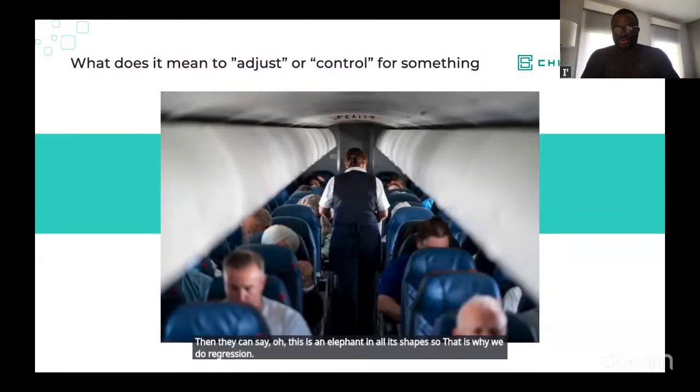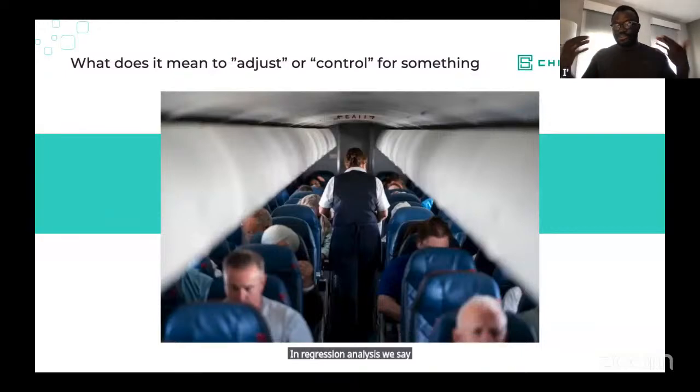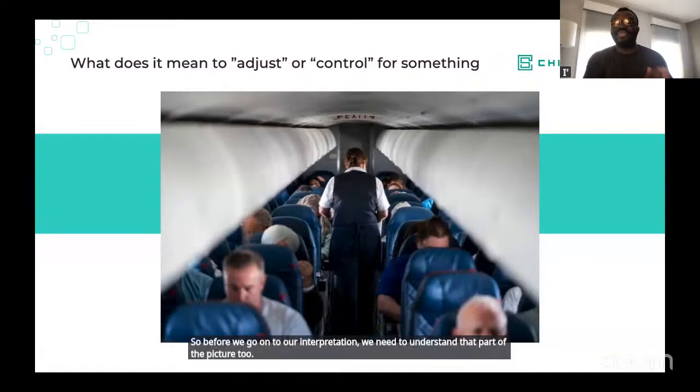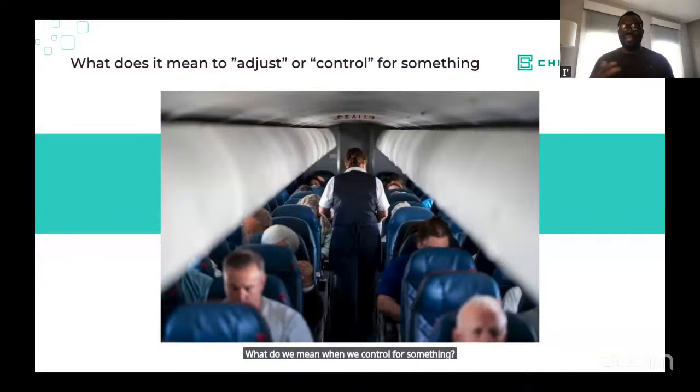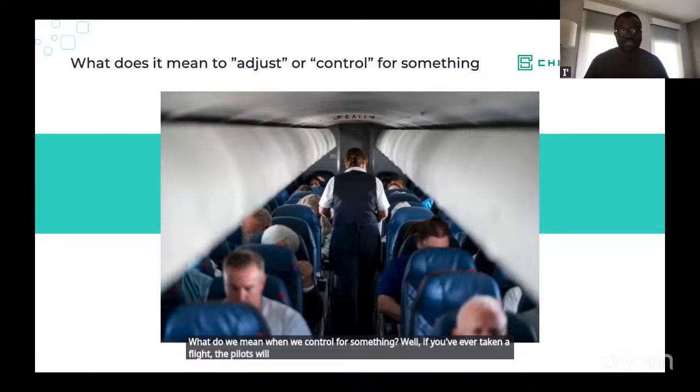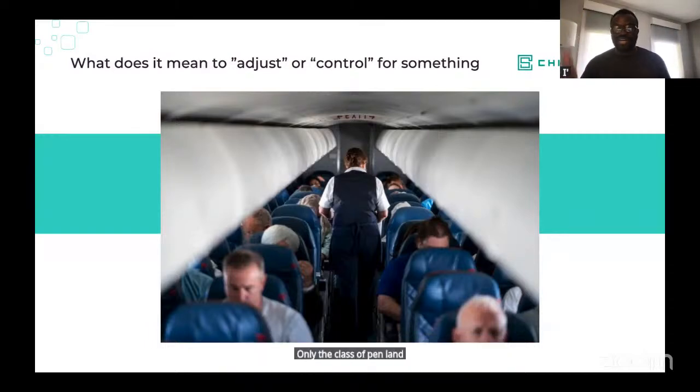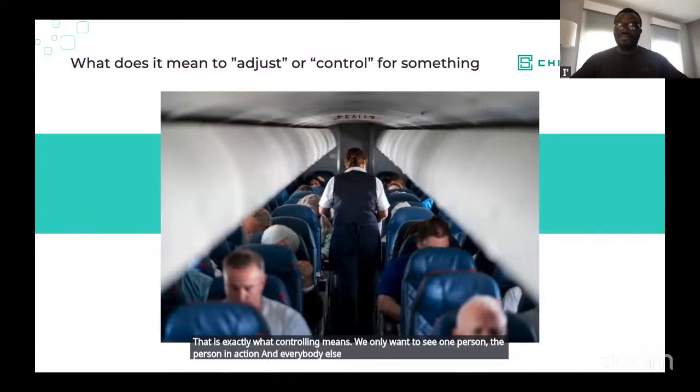Now, in regression analysis, we say we control for things. So before we go on to our interpretation, we need to understand that part of the picture too. What do we mean when we control for something? Well, if you've ever taken a flight, the pilots will always say, everybody should sit down and put on their safety belts. Only the flight attendant is allowed to walk down the aisle. That is exactly what controlling means. It means every other person, we only want to see one person, the person in action, and everybody else has to sit down in a constant position, right?